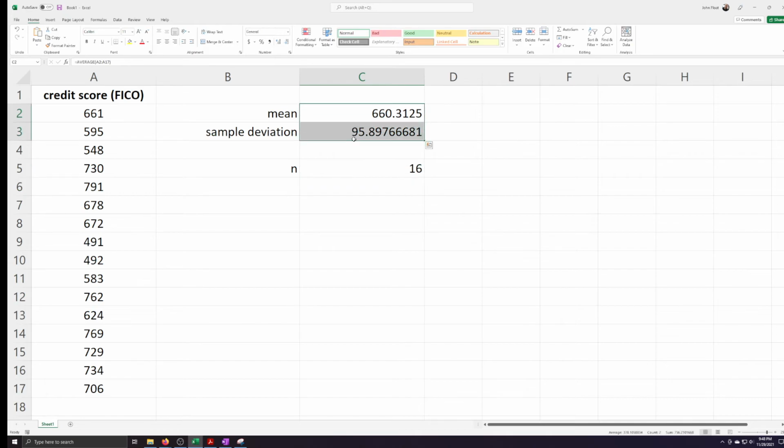Now, what I'm going to do is just round these numbers because credit scores are whole numbers. They always round up, which is kind of nice. So let's go ahead and there we go. So our mean is 660. Sample deviation is 96. Number of samples equals 16. So let me write this down real quick in our notes. X bar equals 660. S equals 96. And n equals 16. All right, so we can go back into our notes now.